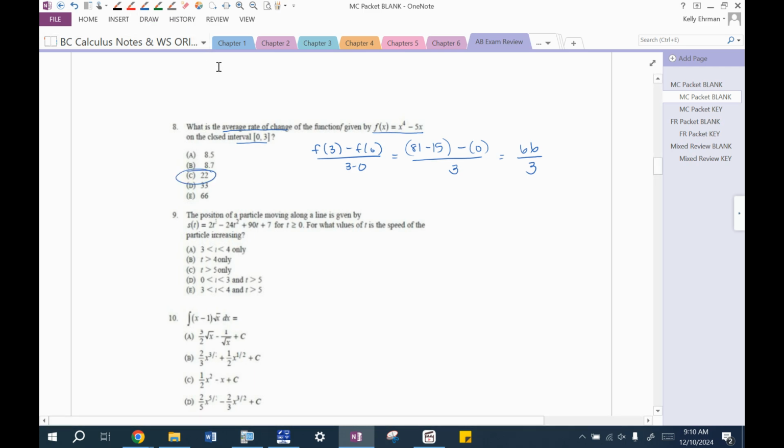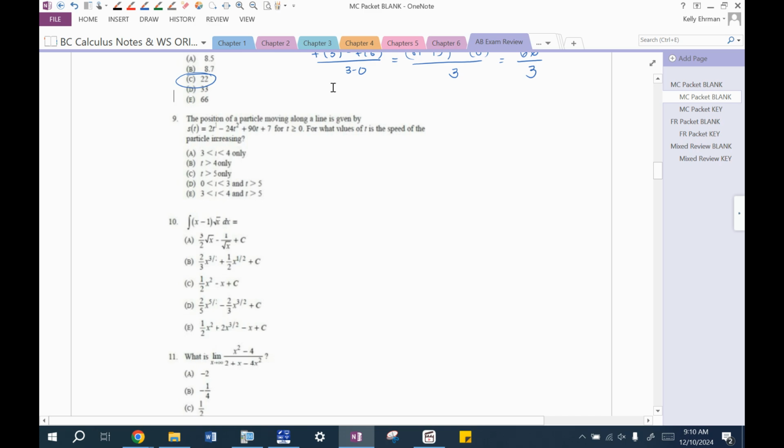For number 9, the position of a particle moving along a line is given by this, for t greater than or equal to 0. For what values of t is the speed of the particle increasing? Speed is not velocity, remember. Speed is increasing anytime the v of t and a of t signs match. So let's find our velocity and acceleration functions, and then let's see where they are positive and negative.